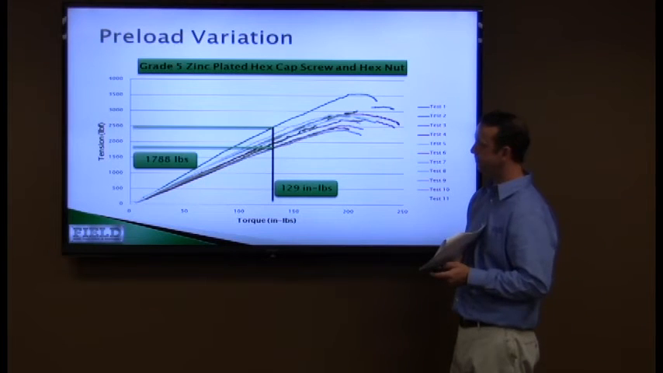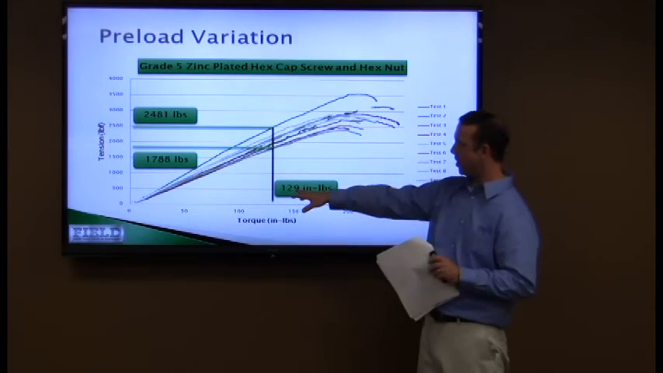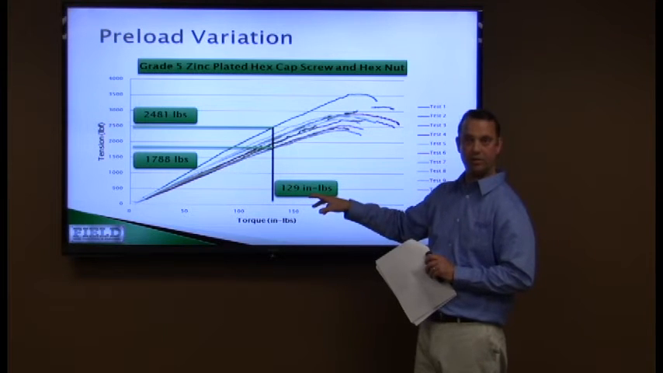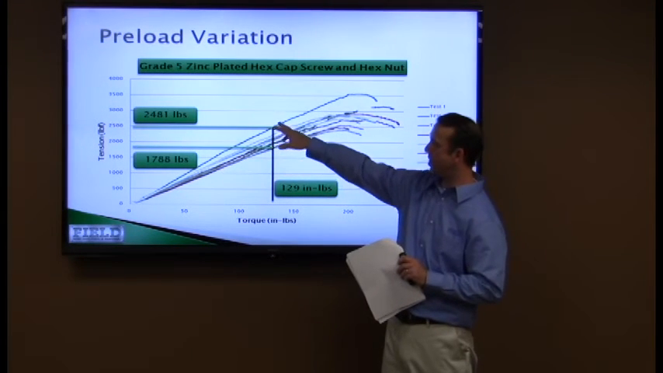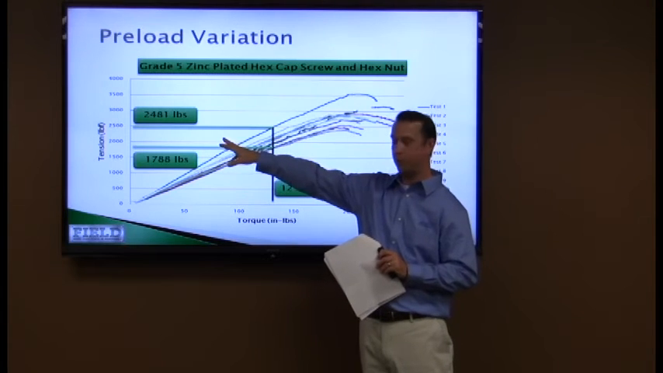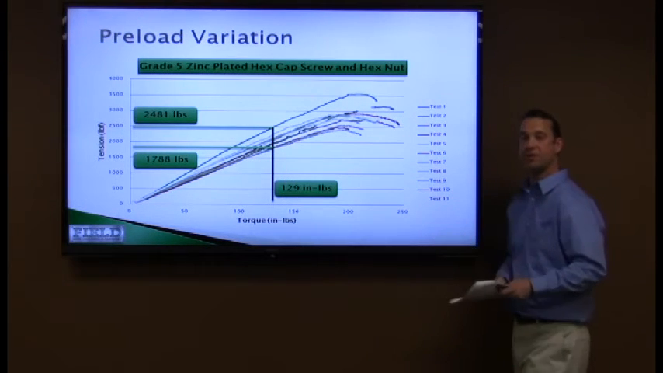You can see that. Again, at 129 inch-pounds that we looked at earlier for our assembly torque, your variation in clamp load can range by as much as plus or minus, or about 30% total variation.